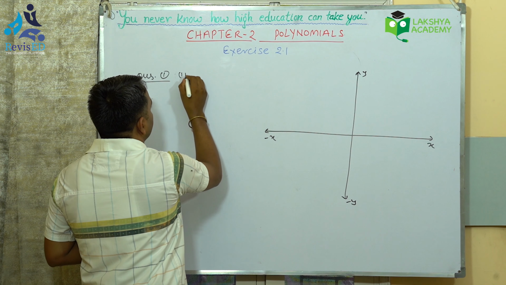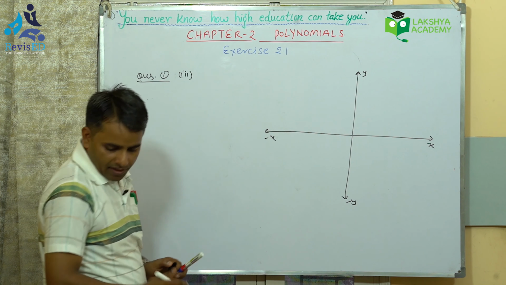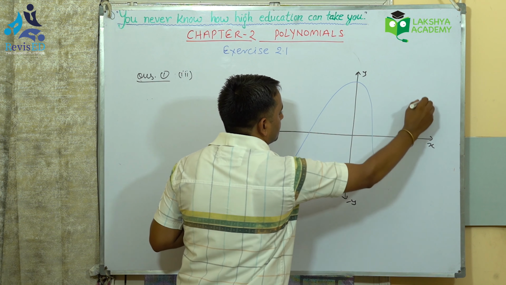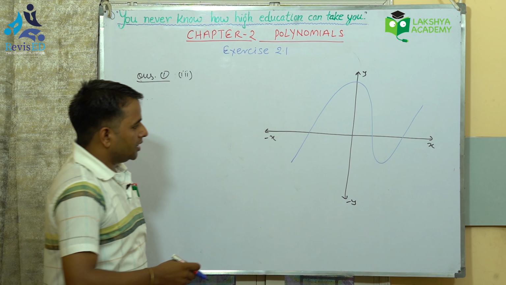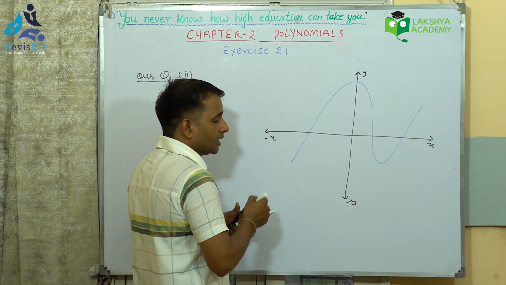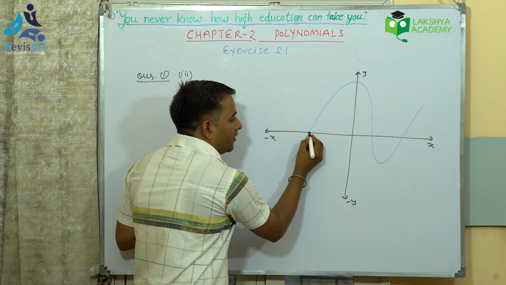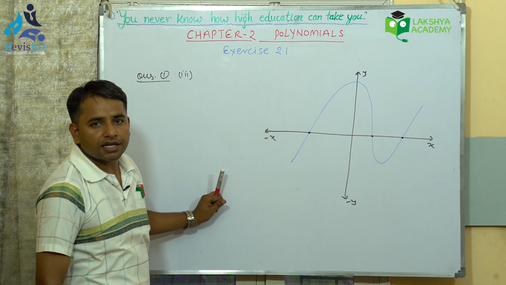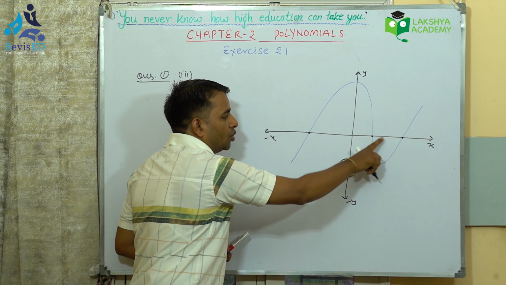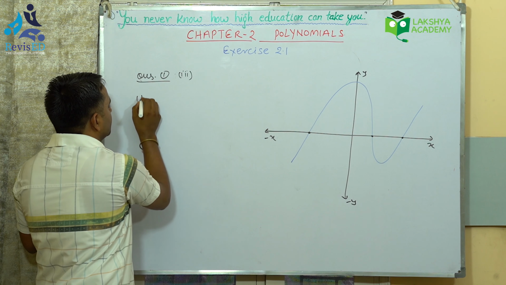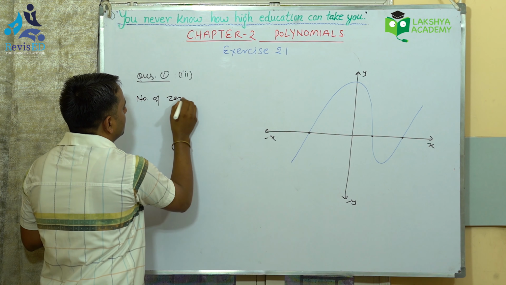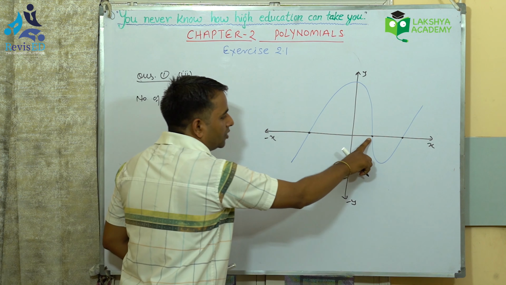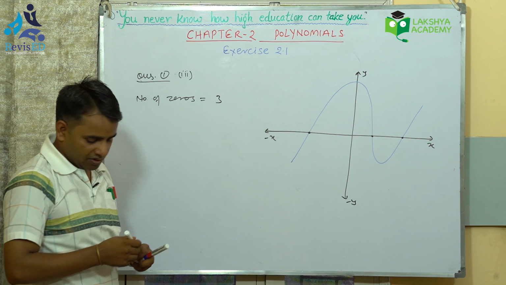Coming to the third part of this. In the third part, see, the graph is like this. Now see that this graph is intersecting the x axis. This is the 1 point, this is the 2 point, and this is the third point. So it is intersecting the x axis at 1, 2 and 3 points. Therefore, number of solutions, or number of zeros, are 3. So here 1, 2 and 3, number of zeros in this case.